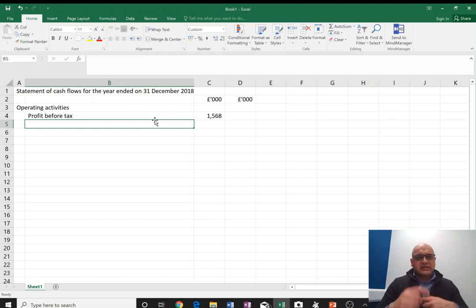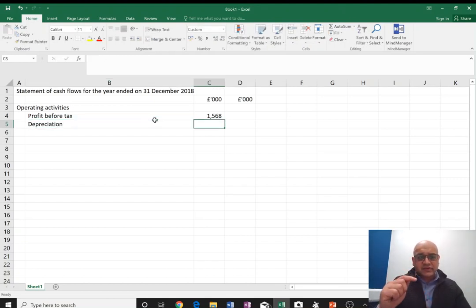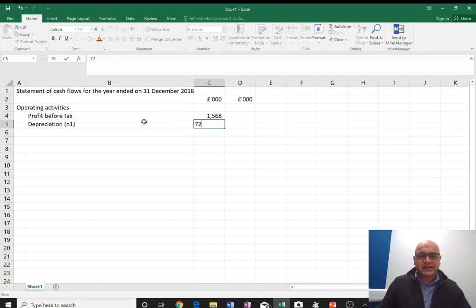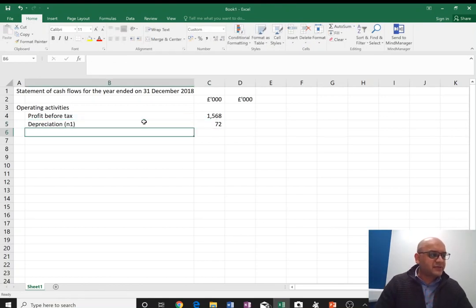Okay, now the typical non-cash items that you would find in the statement of profit or loss. The very first item that comes to mind is depreciation. So we're going to add back depreciation. We are working backwards, right? So we want to remove any expenditure which is non-cash. In order to remove it, because you're working backwards, you need to add it back to the profit that you did have after deducting that item. So note 1 says, let's put it in brackets here, note 1, depreciation for the year is 72. Okay, so that's great.